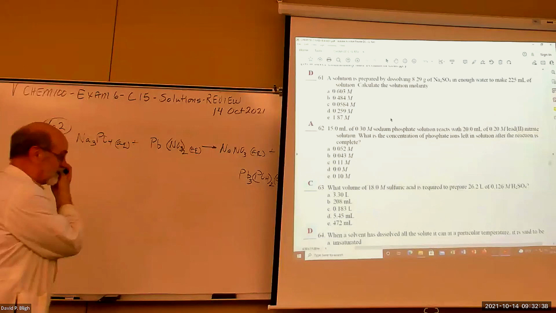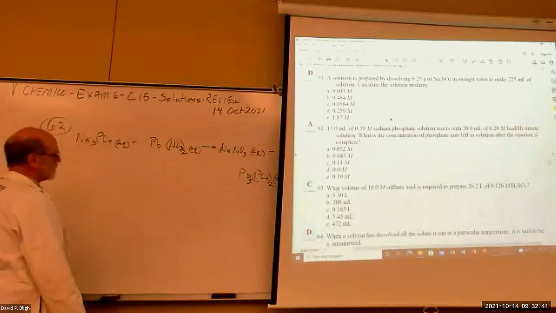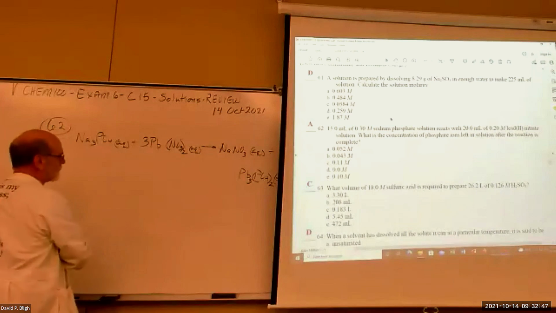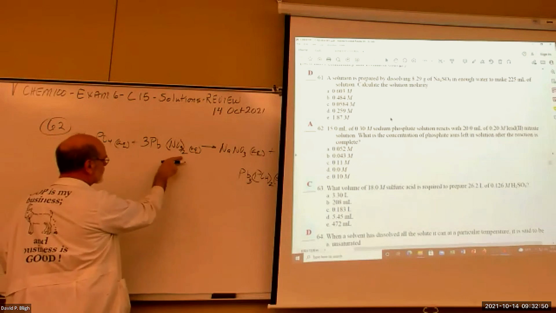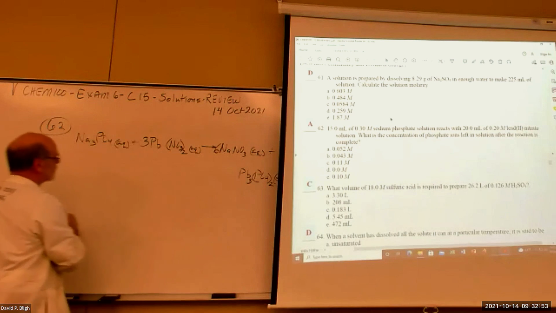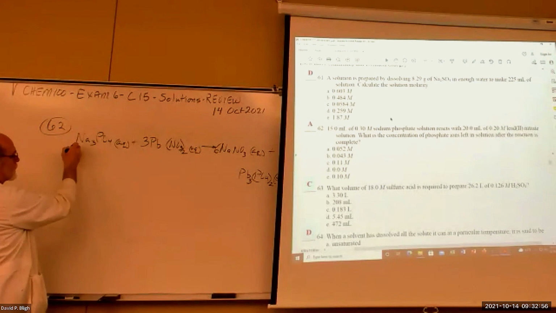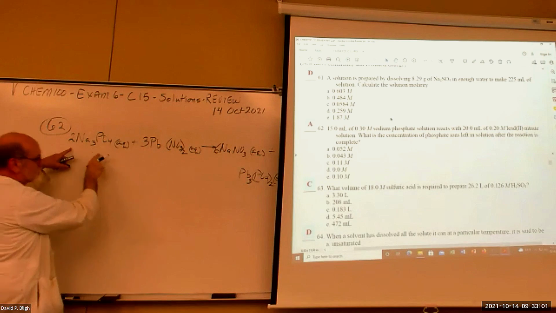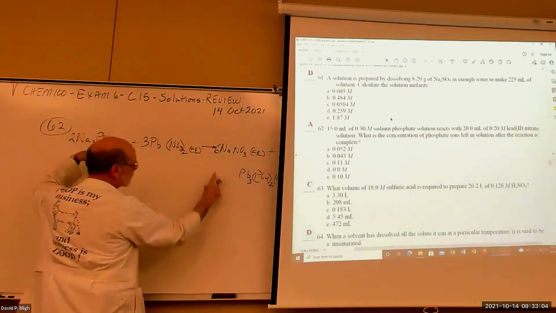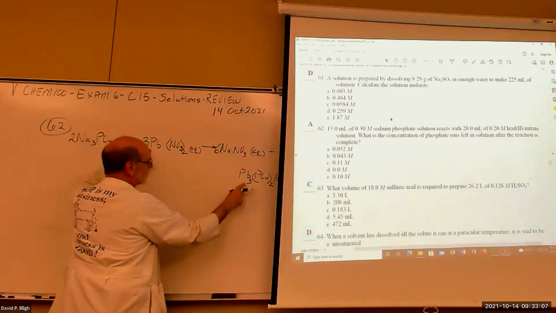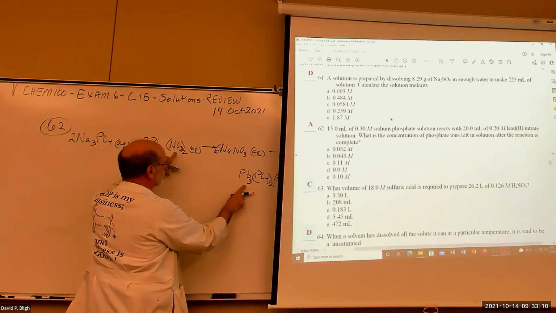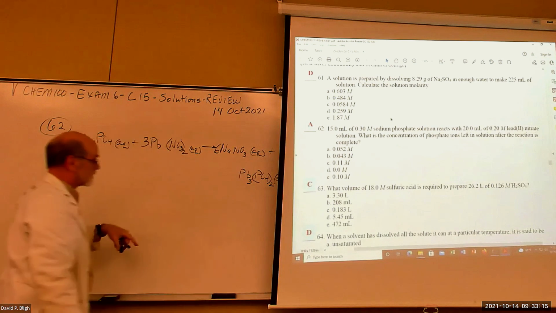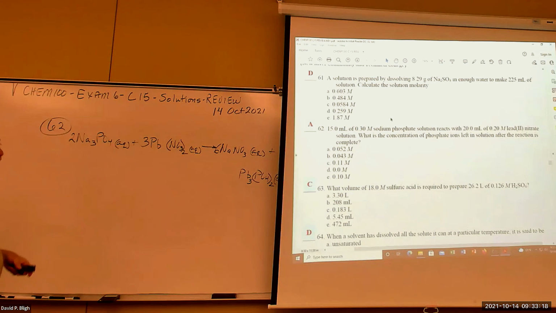You can set up your budget and balance using 10 units, but these are usually fairly easy to balance. 3 leads. Okay, 3 leads. That gives us 6 nitrates. And we need 6 sodiums now, which means 2 here. So 6 sodiums, 6 sodiums. 2 phosphate, 2 phosphate. 3 lead, 3 lead. 2 nitrate, 6 nitrate, and 6 nitrate. So it's balanced now. Now, what are we given?